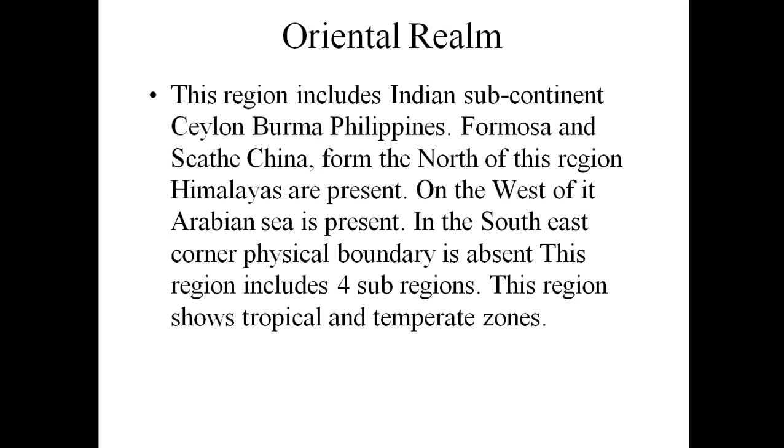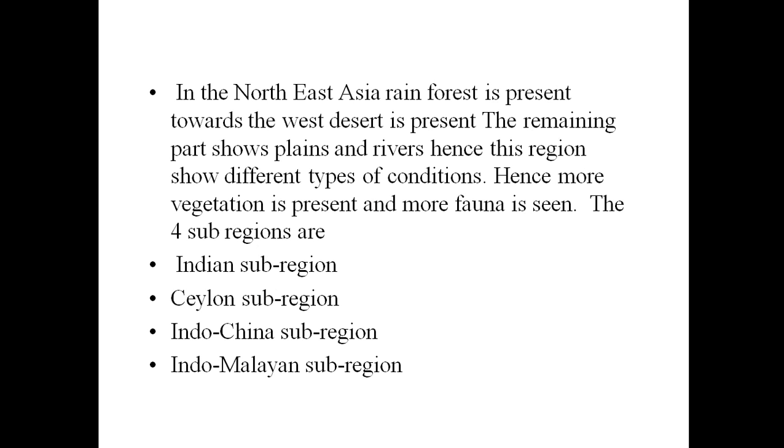Actually, the Oriental region is divided into four sub-regions, and mostly the Oriental region shows tropical, and a small part of that also shows temperate zones. In Northeast Asia, you can see rainforest, and in the west you can see desert. The remaining parts show plains and rivers. So if you look into it, it shows a variety of conditions. Hence, more vegetation is present, more fauna is present.